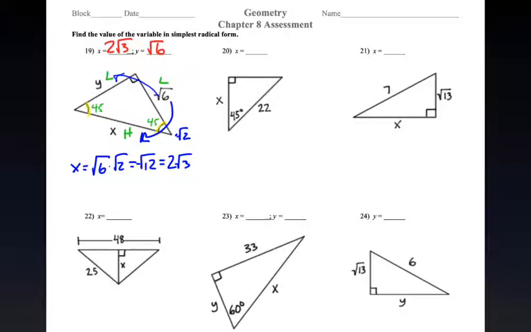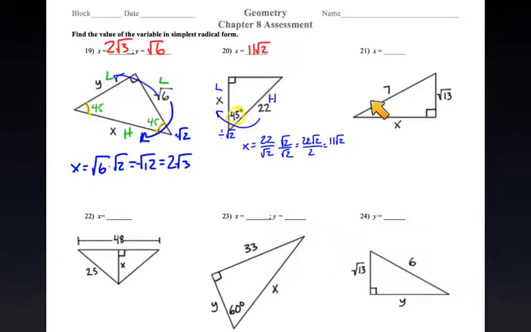Number 20 is also a 45, 45, 90 triangle because we see the 45 degrees. The magic number in the 45, 45, 90 is the square root of 2, of course. We're going to take the hypotenuse, which is 22, and divide by the square root of 2. Simplify that, we end up with 11 square root 2 for our answer.